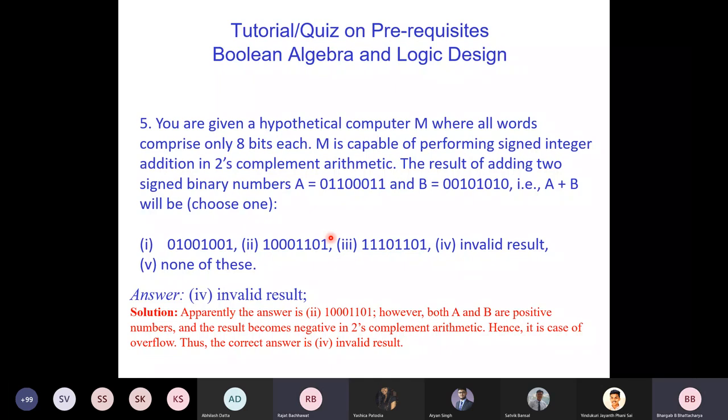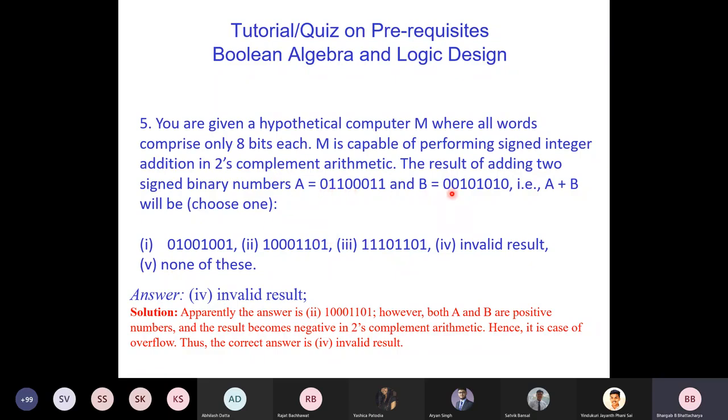So what will be the condition? The leftmost bits of A and B are both 0, but in the answer, if we get the leftmost bit as 1, then we can easily identify the overflow. And there will be another case. Both can be 1 also. And if the leftmost bit in the answer is 0, then also it is overflow, right? Because if both are negative and the sum of them is positive, then it is an overflow, right? So tapping these two bits, the leftmost.